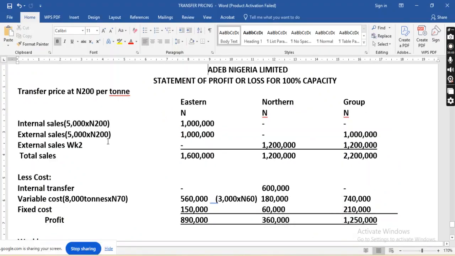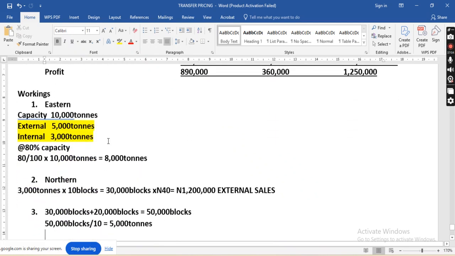Don't forget that they had 80% capacity before, and we were not able to finish up the capacity. We still have about 2,000 tons. Now they have full capacity, and if the transfer price increases further, people from outside, we need to get more of these 20,000 blocks. Is that not so?